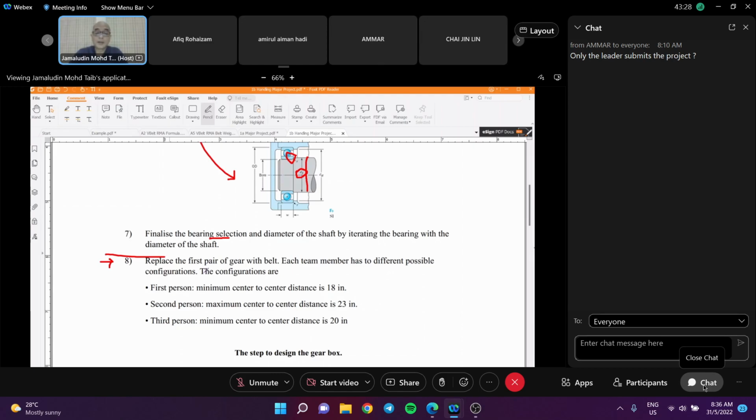For the bearing, because you are replacing the first pair of gear with a belt, you choose the first person with a minimum center distance of 80 inches, the second person with a center distance of 23 maximum, and the next person with a minimum of 20 inches. If two of you, just do the first two.